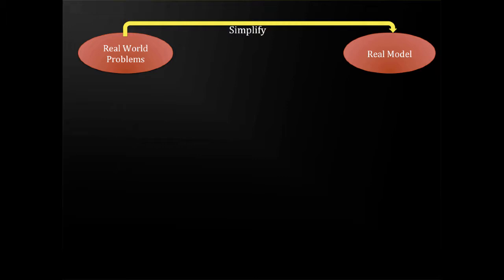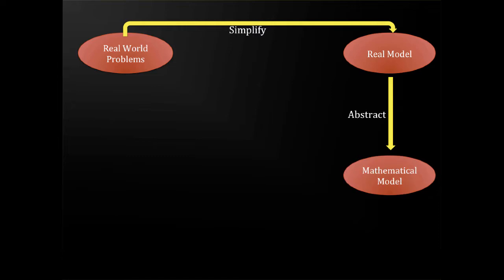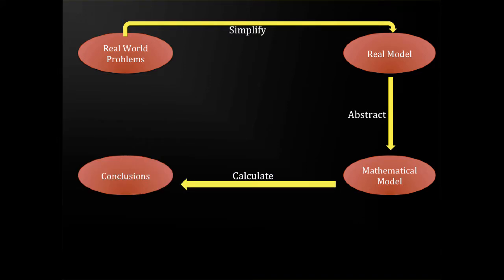So, let me summarize this. Think about real world problems. We can convert our real world problem to a real model by simplifying. Once we have a real model, we can get a mathematical model. Now think about the mathematical model. What is the next step? Once we have a mathematical model, we try to solve it, and here also we calculate and give the conclusions.